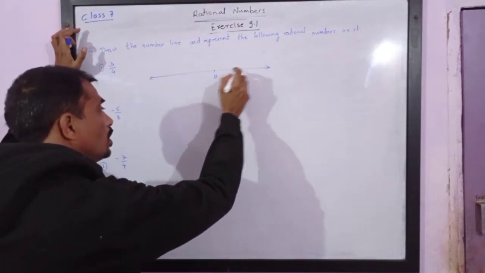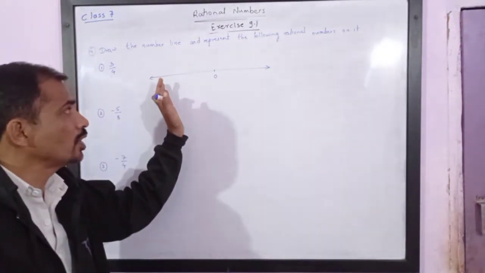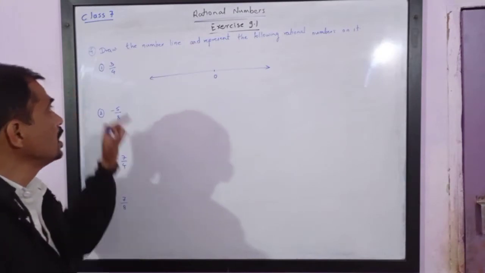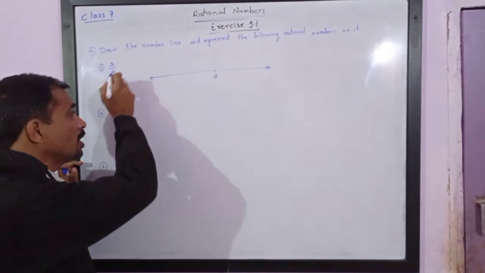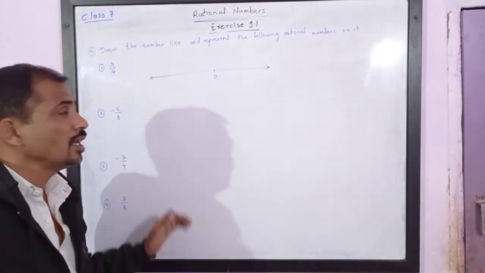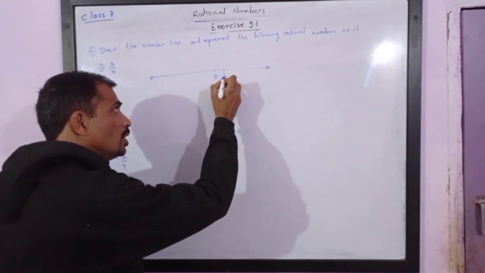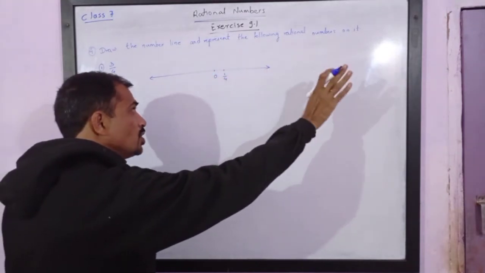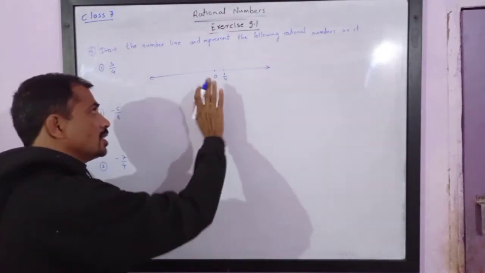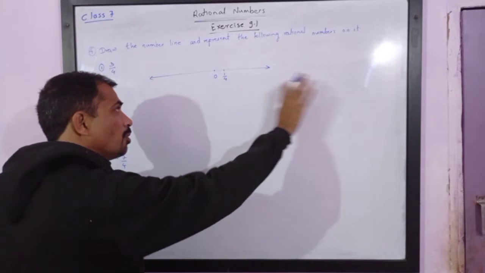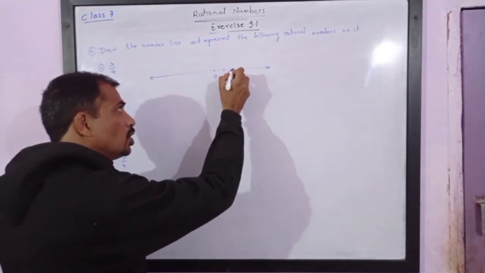First this is 0. To the right hand side we write positive numbers, to the left hand side we write negative numbers. This is what you have already studied. Now see, since the denominator is 4, depending upon the denominator we divide this line and draw the points. So first point will be 1 upon 4 to the right side of 0, and next number will be 2 upon 4.